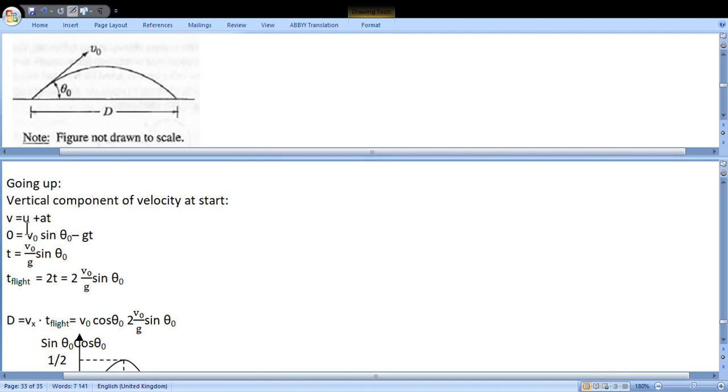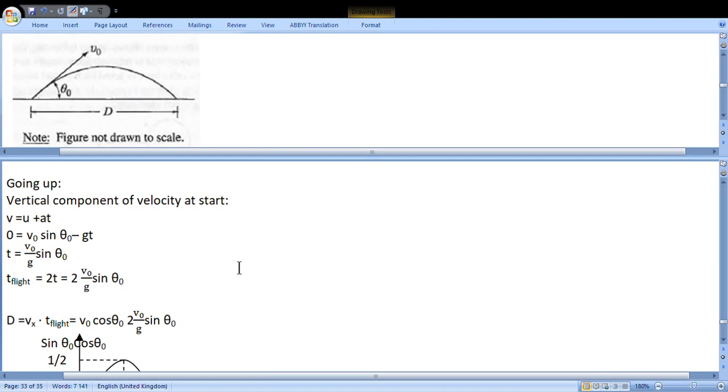So going up, the vertical component of the velocity at start: v equals u plus at. In the end, at the top, v equals 0, and the initial velocity is v0 sine theta 0 minus gt, because we choose the positive direction up but g is down. So the time of flight up will be v0 over g times sine theta 0. But the flight consists of two parts, up and down. The times will be equal, so the time of flight is 2 times v0 over g times sine theta.